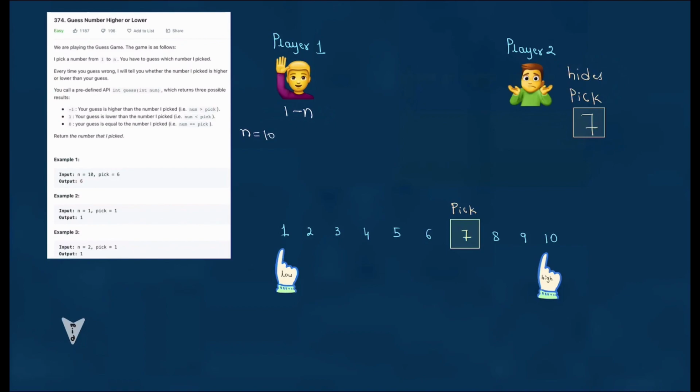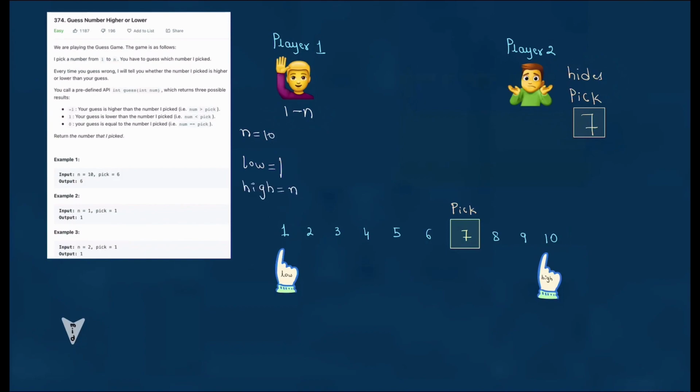But we know that if the elements are sorted, then binary search would be the best bet. So let's see how that works here. Instead of guessing some number randomly, let's take a low pointer at 1, because the problem says I pick a number from 1 to n. Low would be 1 and high would be n, which is 10.